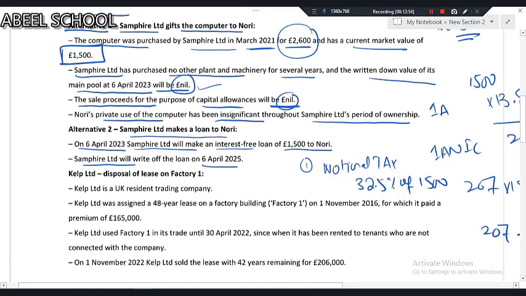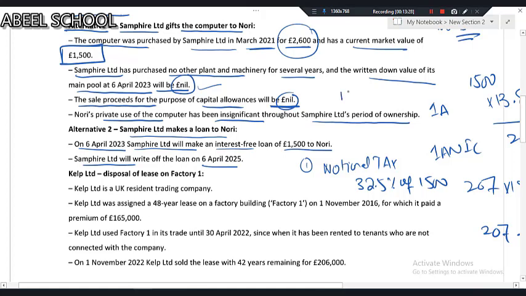then it will be treated as a taxable benefit. Then what happens? Why will it be treated as a taxable benefit when the company writes off this loan? Because Noori is not only a shareholder of the company, he is also the employee of the company. So the employer, the company, will have to now pay class 1 NIC. It will be treated as a cash benefit now because you have written off the loan.